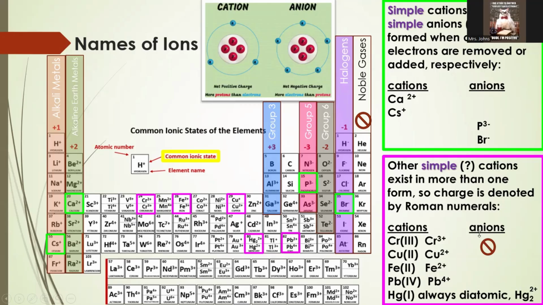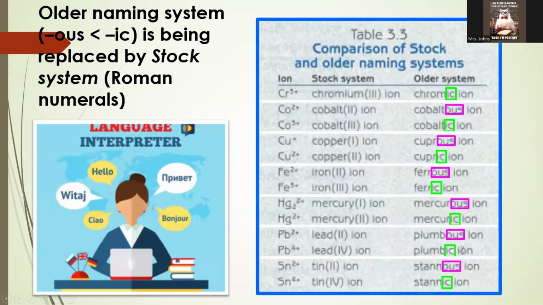Now notice there's no anions. They don't mark them with the Roman numerals for anions. They just have the 1 charge when they're negative. So it's just the cations that can have different charges, and they're mainly the transition metals. So now they use the stock system, but you'll still see remnants of this older naming system, and it was confusing, and that's why they changed it.